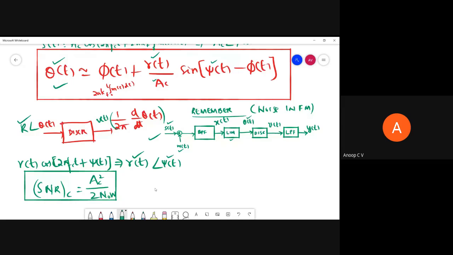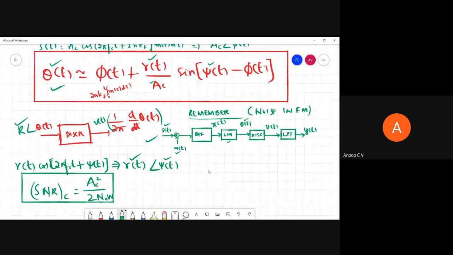Now we need to find what is 1 by 2 pi d by dt of theta of t, right. So here I'm going to make one more assumption. We have this r of t and angle psi of t, right. This is a noise process. You should remember this magnitude or envelope of this noise follows Rayleigh's distribution. So this r of t is Rayleigh distributed.